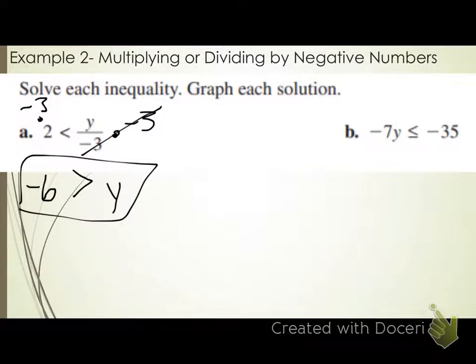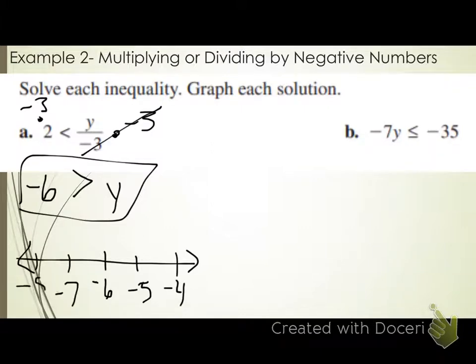Letter B, negative 7y is less than or equal to negative 35. Even though it's switched, we still graph it the exact same way. Let's graph this one real quick. Open or closed dot? Open on negative 6. Which way am I shading? Left. So I want it less than negative 6. Questions on that?